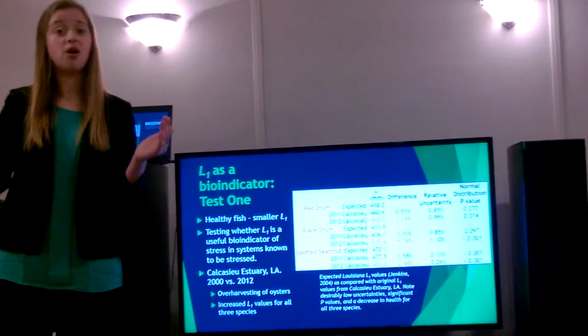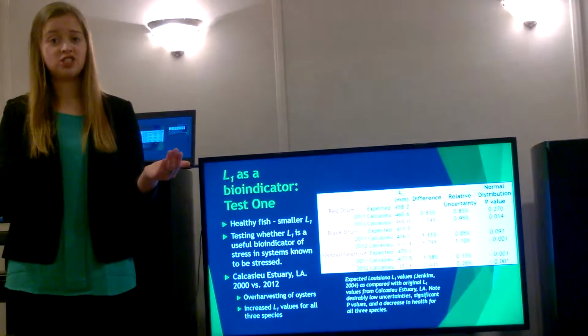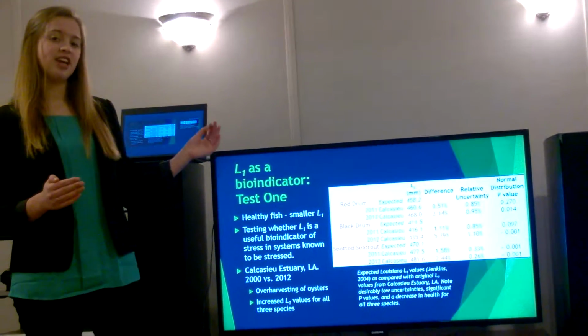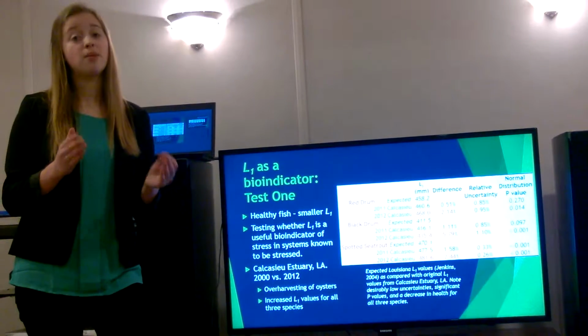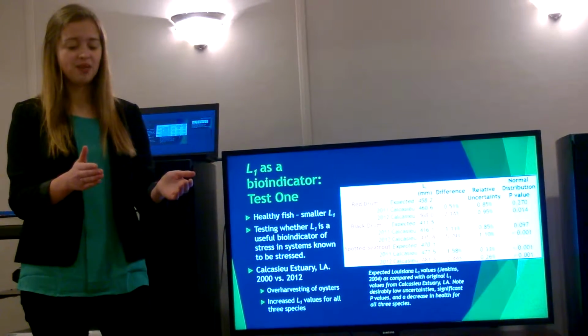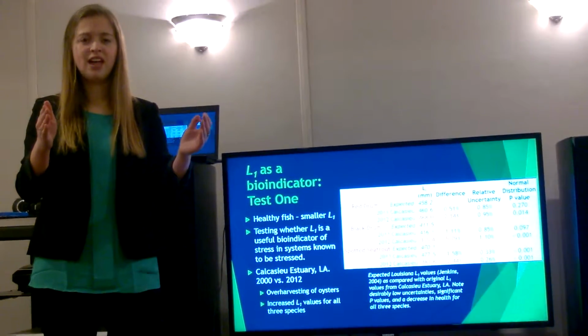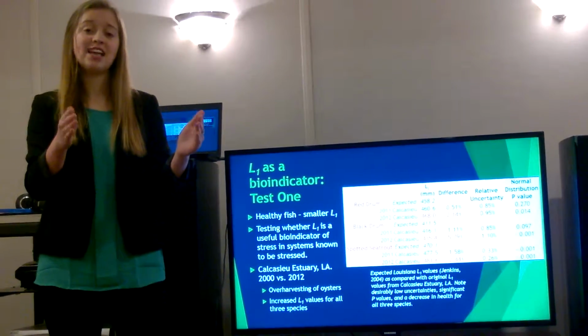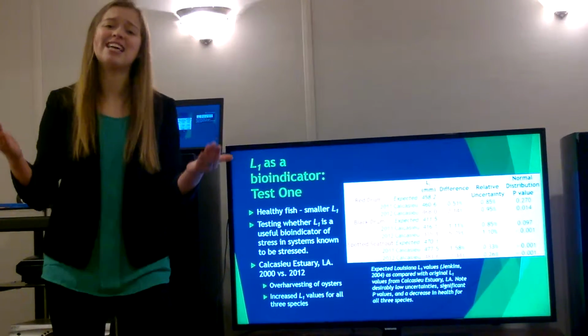Skinnier fish are more unhealthy than heavier fish. So the way you use L1 as a bioindicator is to look at the average L1 for a population of a fish in an area. And so say it's 450.